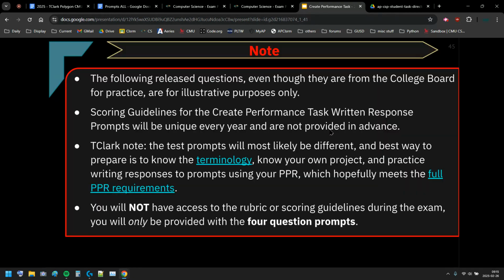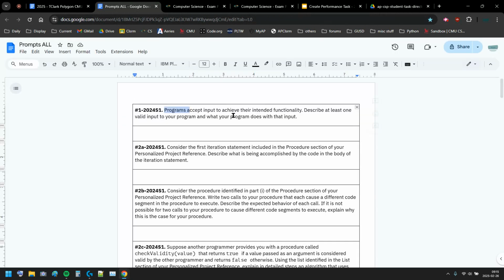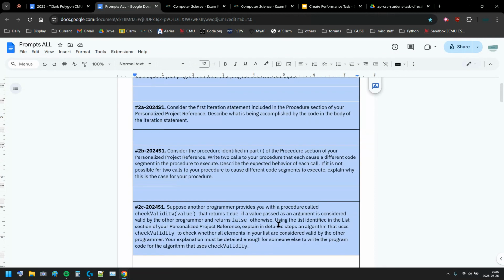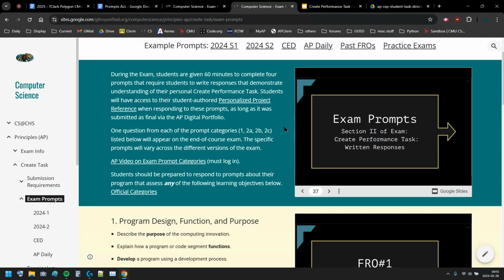And then the scoring. Scoring is basically just the same as the prompt. So it's basically, did they answer the prompt? So don't worry about the scoring. You will not be given a scoring rubric during the AP exam. They'll just give you the prompts. They'll give you the 4 prompts, and that'll be it. Well, one at a time, but 4 prompts.